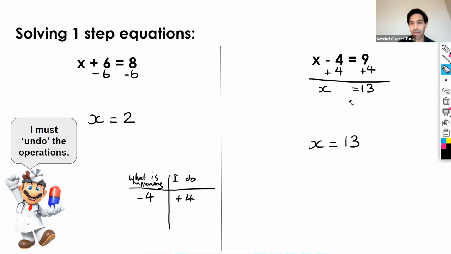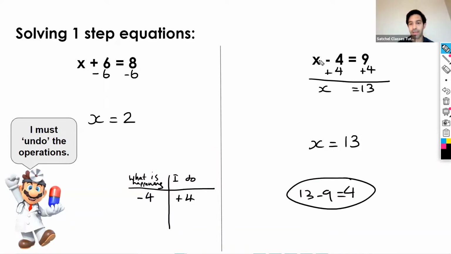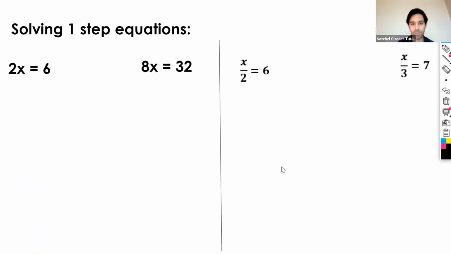And this bit here, we don't actually need to do the bit where I wrote the 0, but it was just so you can see what happens when we do the inverse operation of subtracting 4. And if we substitute x into our equation, so if instead of x we had 13, 13 minus 4 is equal to 9. Therefore, when x is 13, this statement here is true. 13 minus 4 is equal to 9. All right, so let's move on.